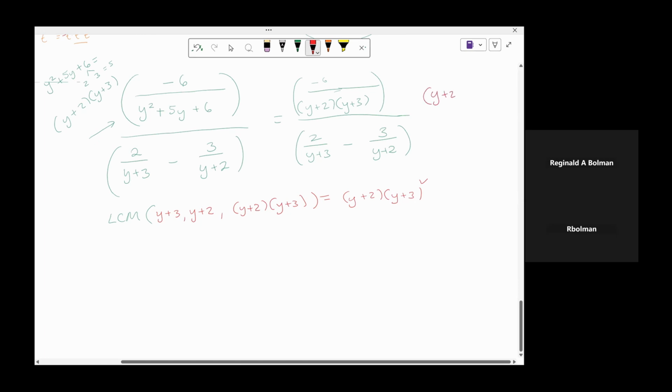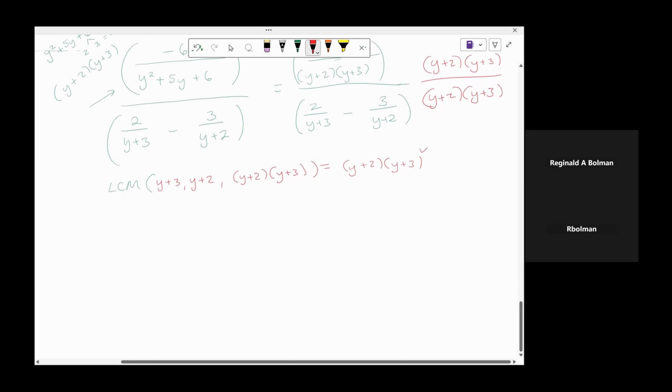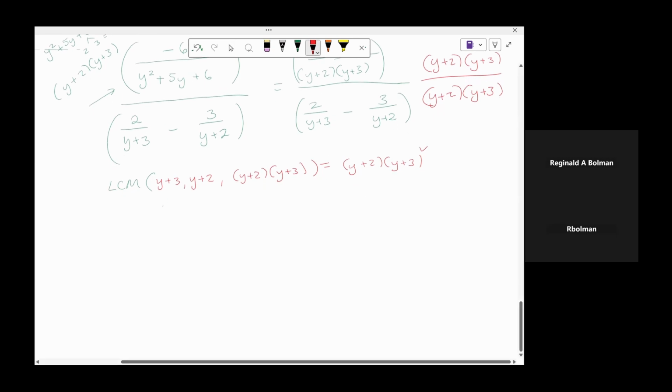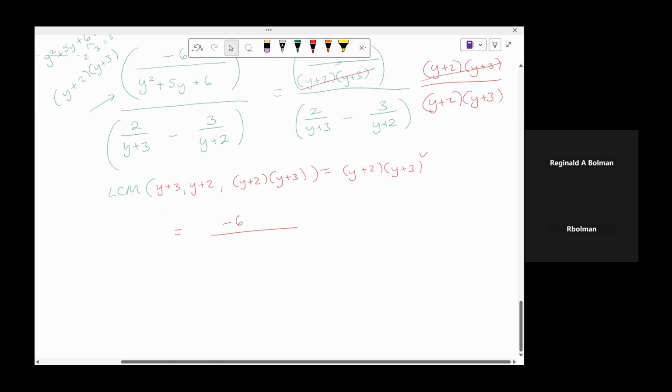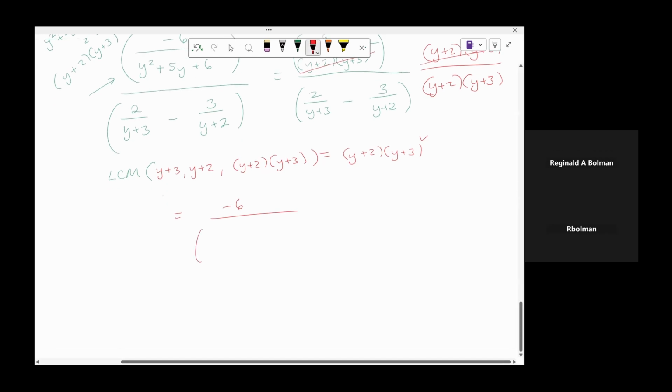So without further ado, you're going to multiply the numerator and the denominator of your expression by y plus 2 times y plus 3. And so what will happen in the numerator is everything here will cancel out. You'll be left with a big fat -6. What will happen in your denominator is you're going to have 2 over y plus 3.